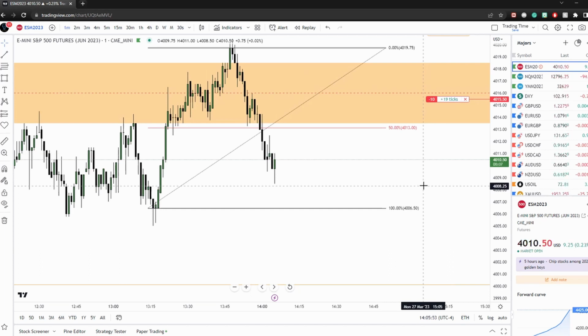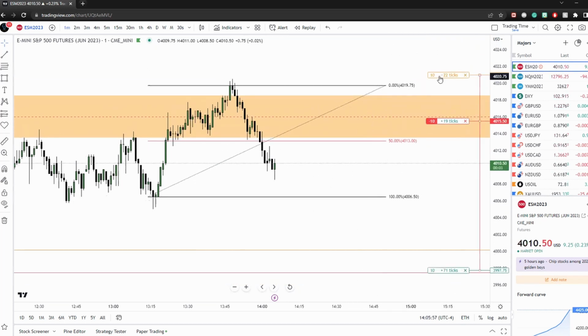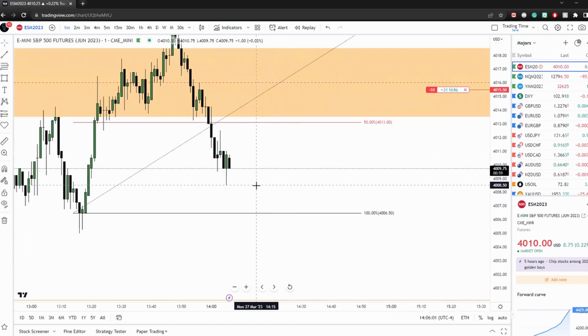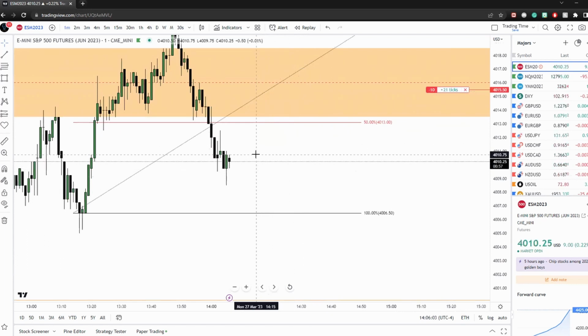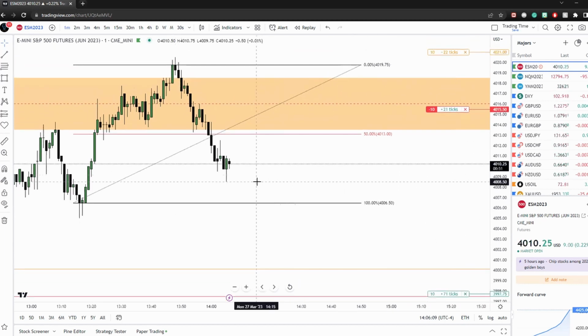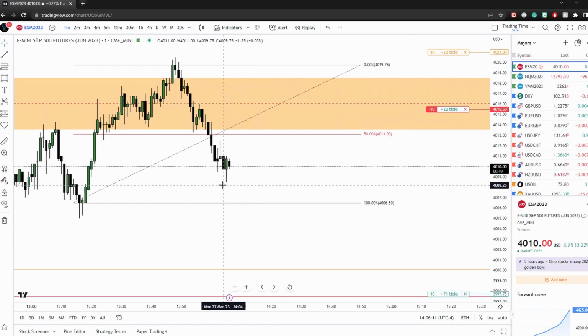Took partials out already. So even if this trade does come all the way back up and tag this, I'm still in profit. All right. So paying this out. Nice. Closes right there. Just really want to see it get through this low here. Might partial a little bit more out.